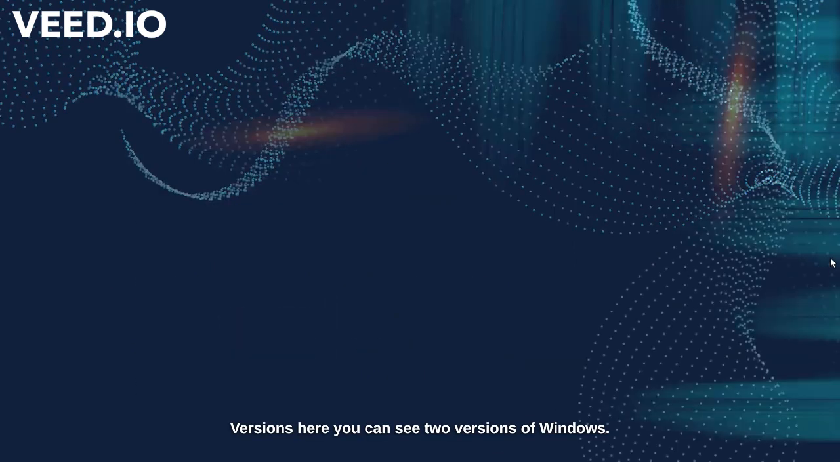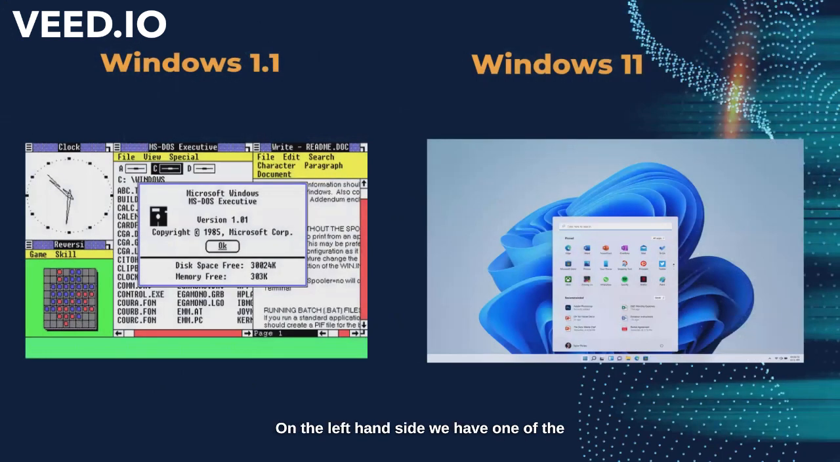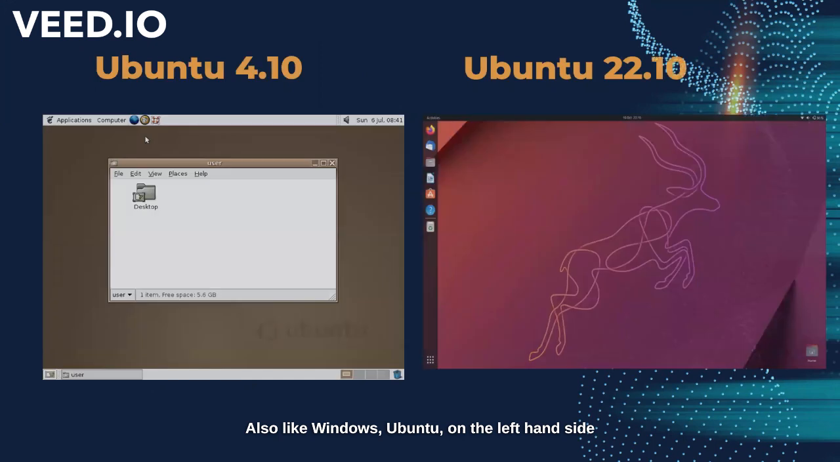Versions. Here you can see 2 versions of Windows. On the left-hand side, we have one of the oldest and first ever Windows operating systems, Windows 1.1. And on the right-hand side, we have one of Windows' latest operating systems, which is Windows 11. This shows you just how much improvement Windows has gone through to make its operating system the top at the highest level. Also, like Windows, Ubuntu has, on the left-hand side, Ubuntu's oldest operating system, Ubuntu 4.10, and on the right-hand side, Ubuntu's newest operating system, Ubuntu 22.10. This just shows you how both operating systems have gone through so many improvements.